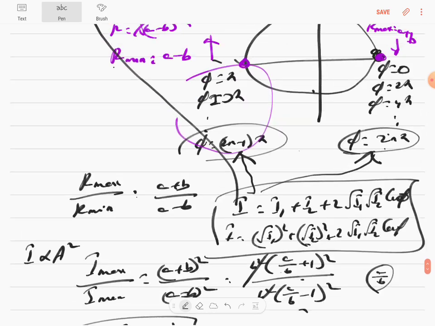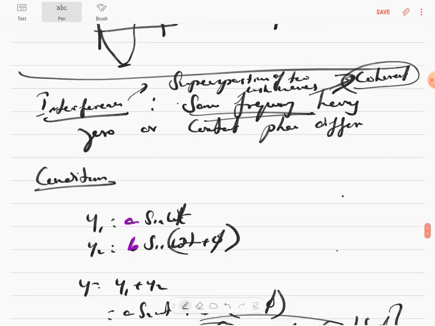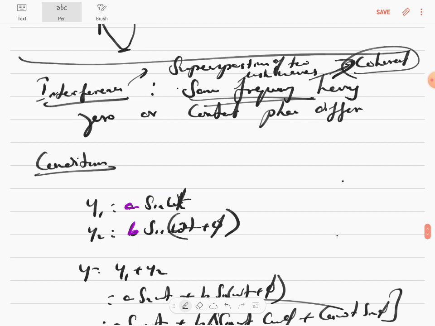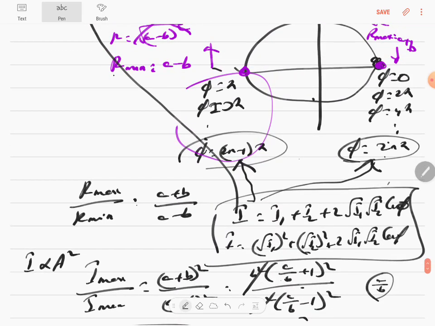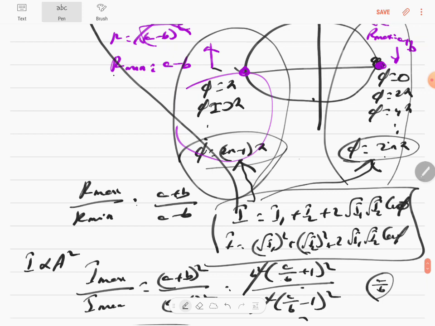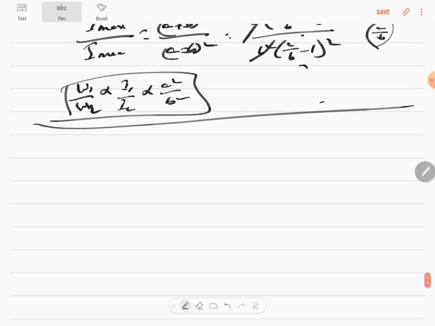These are the conditions for constructive and destructive interference. On the right side, whatever I've written, these are all the conditions for constructive and these are all the conditions for destructive. So that's about these conditions. They may ask you to write a note on interference.